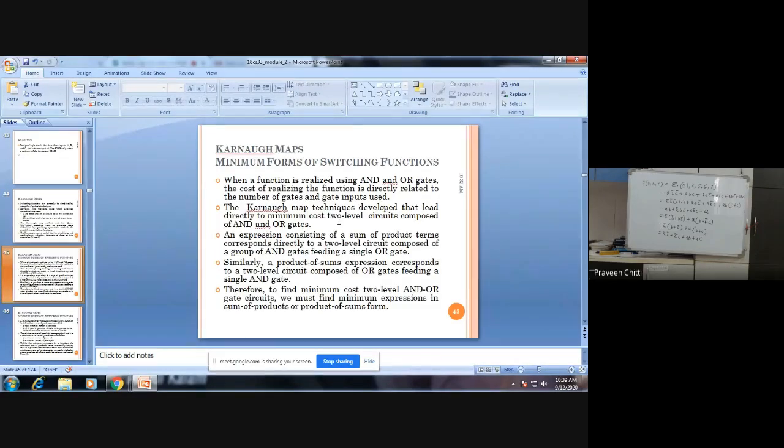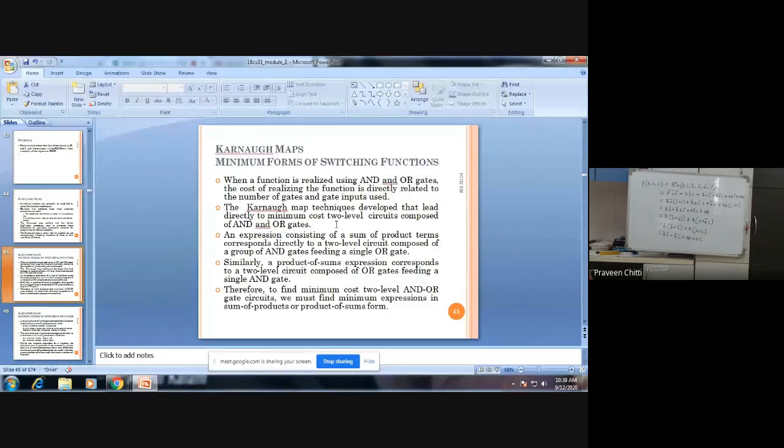If you use the K-map method, definitely we can reduce the cost of implementation, so that we can use fewer gates and fewer inputs to each gate. That's why we have to go for simplification. And as I said, when you have an SOP expression, you will have an AND-OR realization, and if you have a POS expression, you will have an OR-AND realization. Hence, to find a minimum cost two-level AND-OR gate circuit, we must find the minimum expression in SOP form using K-map.